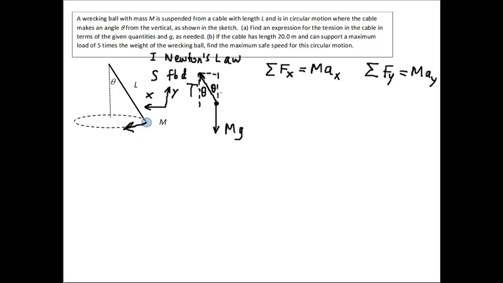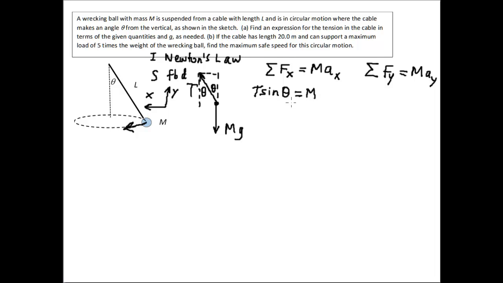So the tension force has a vertical and a horizontal component. Here, according to my coordinate system, it would be T sine theta, and it's positive because the way I've chosen my coordinate system, it's pointing to the left. And then on the right hand side we have mass times acceleration.